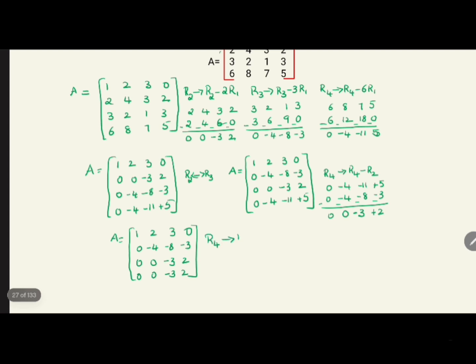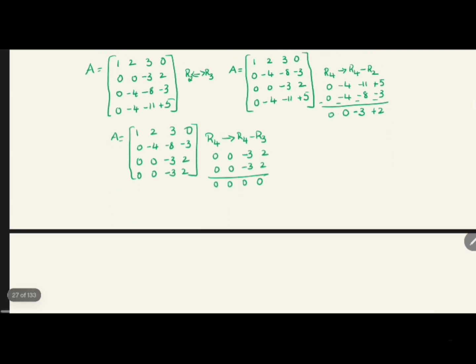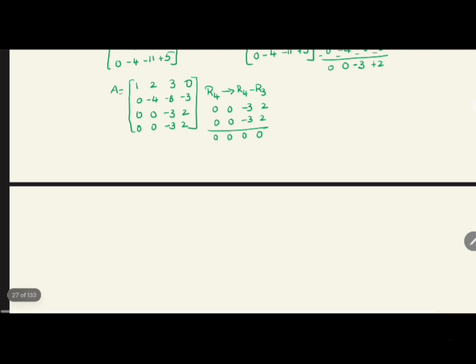That is R4 implies R4 minus R3. Now what is R4? 0, 0, minus 3, 2. R3 is also 0, 0, minus 3, 2. So if I subtract these two, we'll get 0, 0, 0. So now what will be the matrix now? A is equal to 1, 2, 3, 0, 0, minus 4, minus 8, minus 3, 0, 0, minus 3, 2, and here it is 0, 0, 0, 0. Okay, now what is the next step?